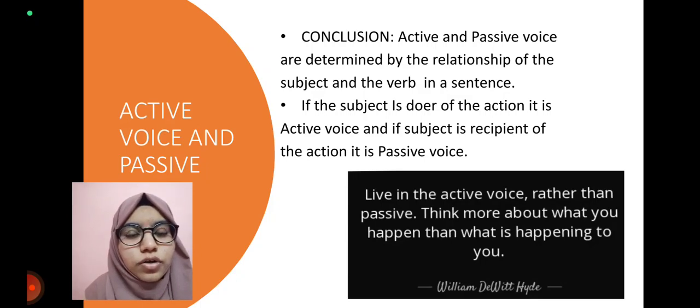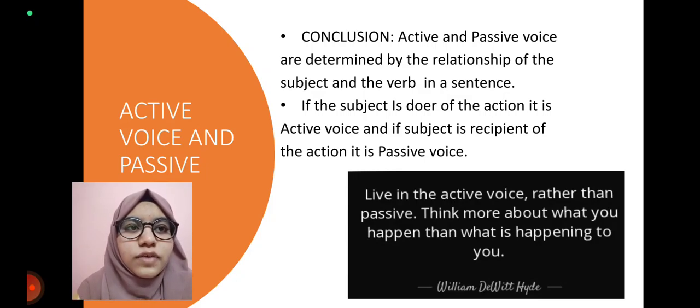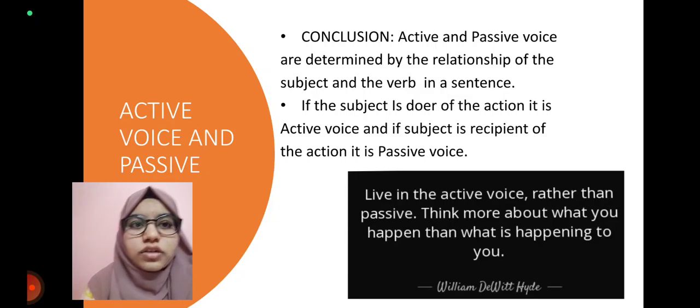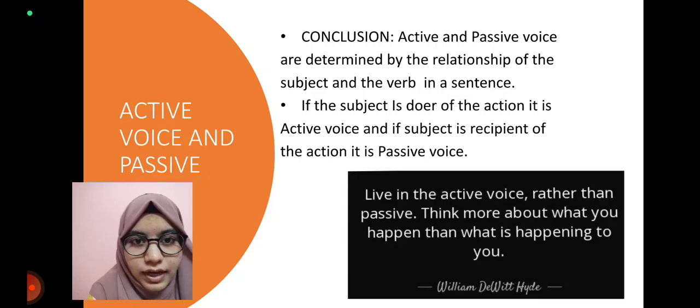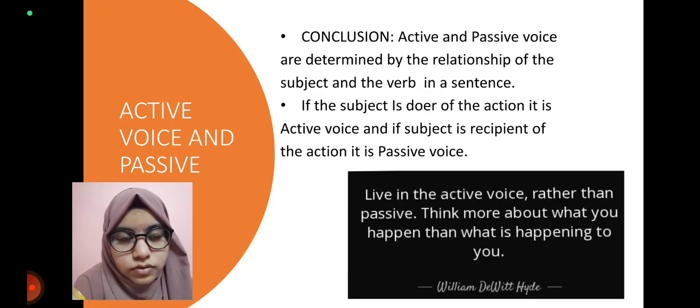At last, to conclude, active voice and passive voice are determined by the relationship of the subject and the verb in a sentence. We can say if the subject is the doer of the action, it is active voice, and if the subject is the recipient of the action, it is passive voice.